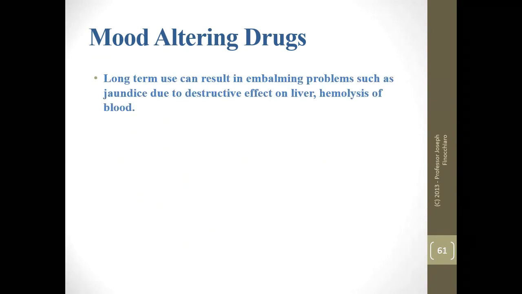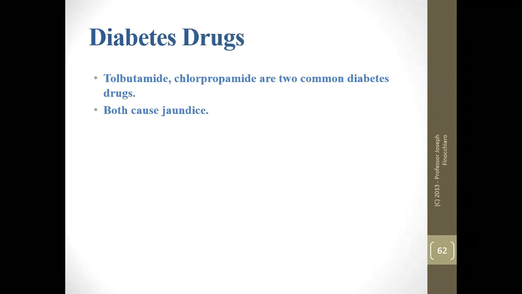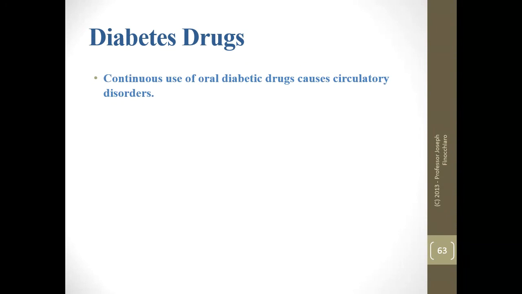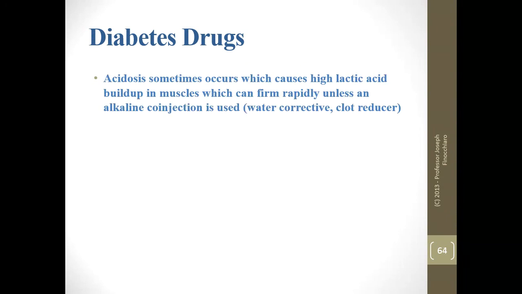Long-term use of most of these results in jaundice problems because it's destroying your liver, destroying your blood, etc. Diabetes: tolbutamide and chlorpropamide are 2 common diabetes drugs. Both of them kill your liver, go figure. Continuous use of oral diabetic drugs causes circulatory disorders. Acidosis occurs, basically cramping, unless you use some type of water corrective, some type of buffer. You're essentially speeding up, what this slide is saying is basically speeding up rigor. It's pretty crazy.